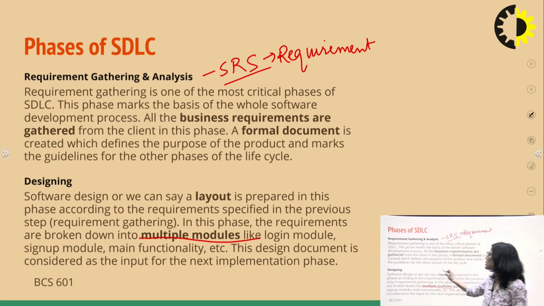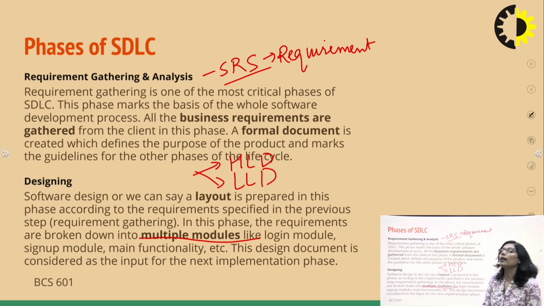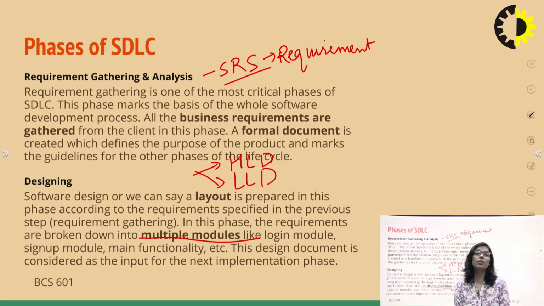Now in the designing phase, we make two types of design, that is high level design and low level design. In high level design, we try to formulate the architecture of the software. What are the modules? How are the modules going to interact with each other? That will all be designed in your high level documents. Whereas in low level design, we try to understand how a module will function, right?